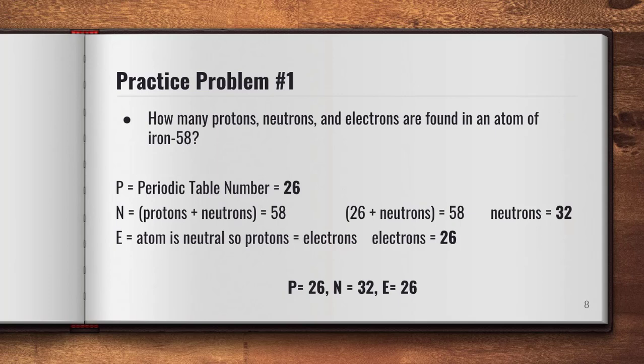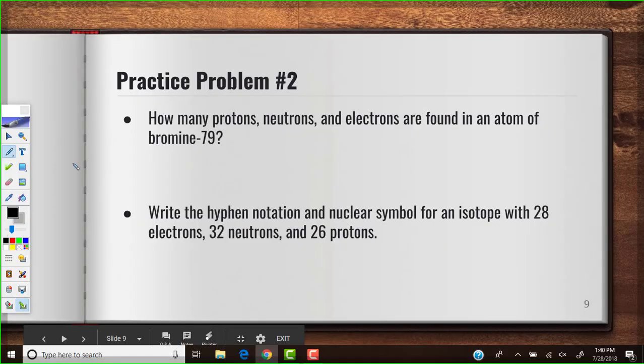See how we figured that out? It's pretty easy once you know how to go through the rhythm and figure out how to find each bit of information. Let's do some more practice. So let's do a couple more practice problems together. How many protons, neutrons, and electrons are found in an atom of bromine-79?